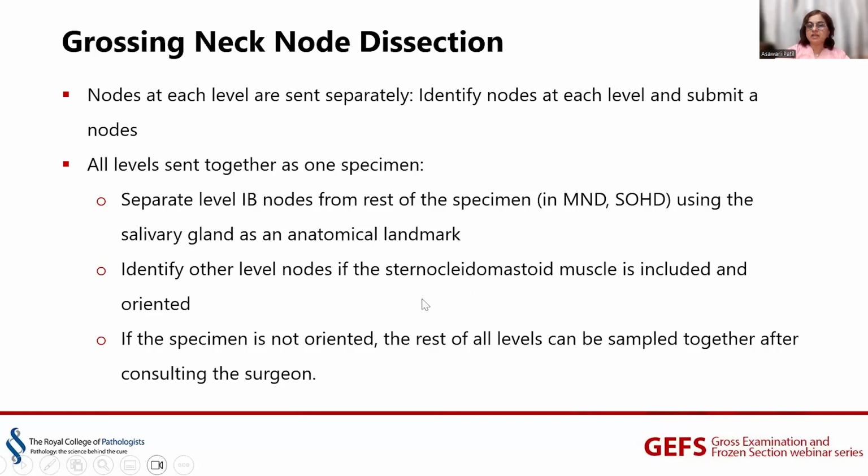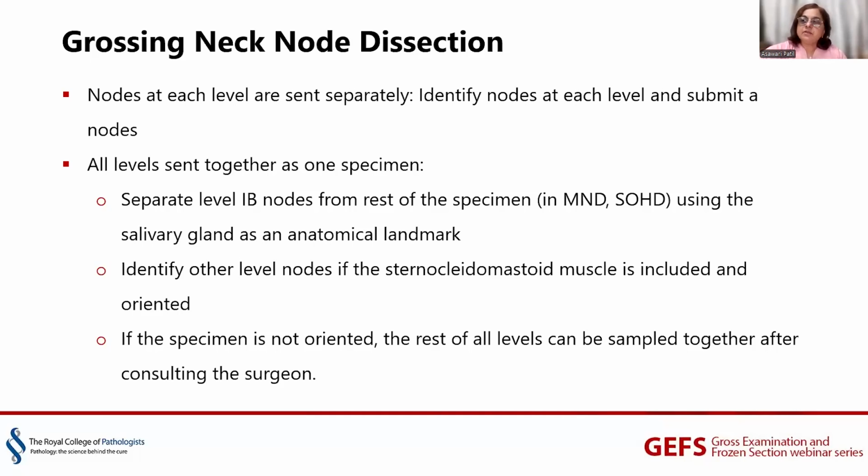Then if we identify the sternocleidomastoid muscle, if it is included, it is divided into 3 levels. Superior is level 2, middle is level 3, and inferior is level 4. Now this is all possible if the muscle is included. If the muscle is not included, if IJV is included, it is still possible to do that. Otherwise, we may not be able to differentiate all the level 2, 3, and 4 nodes separately. Excuse me.